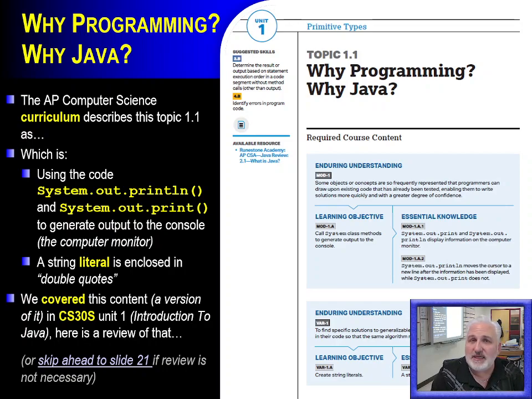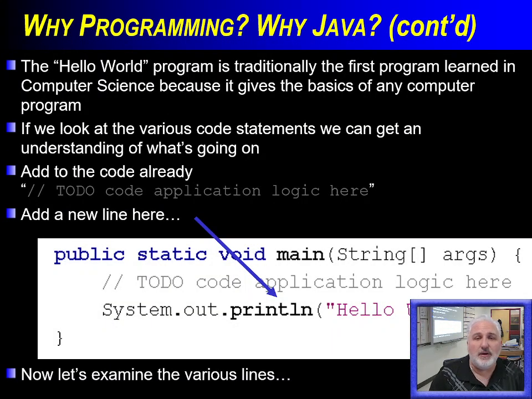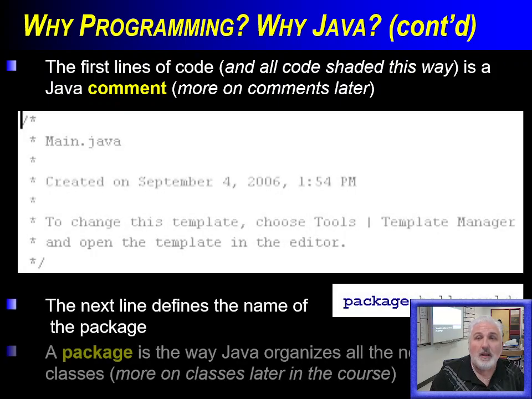We covered this content not only in the 20S course, but specifically System.out.println, as it is Java-based, in the 30S course, Unit 1, Intro to Java. Let's take a look at that from that unit. Here you can see the traditional Hello World program, giving the basics of any basic computer program. It shows one quick comment and the System.out.println command being used there.